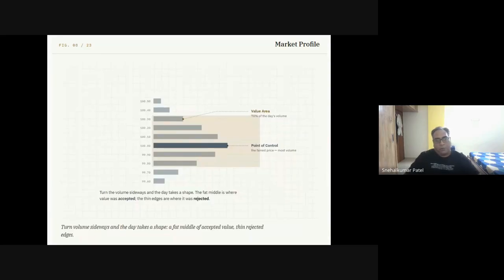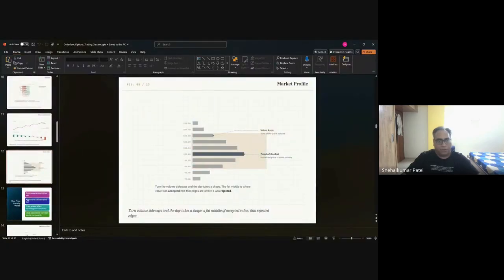What is market profile? Market profile is a kind of profile where we understand where the maximum participation of buyers and sellers took place. So this is how the market profile looks. I will show it in the actual chart, so you will get a better understanding of how the market profile looks.